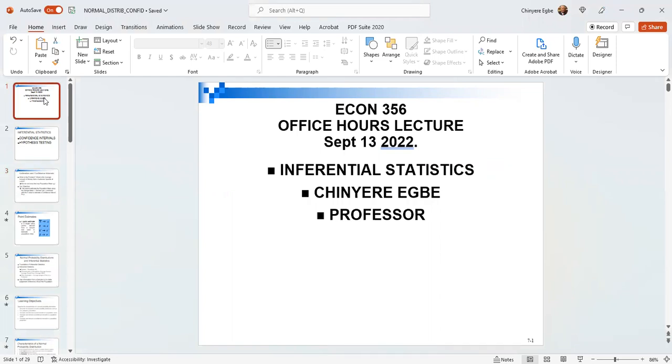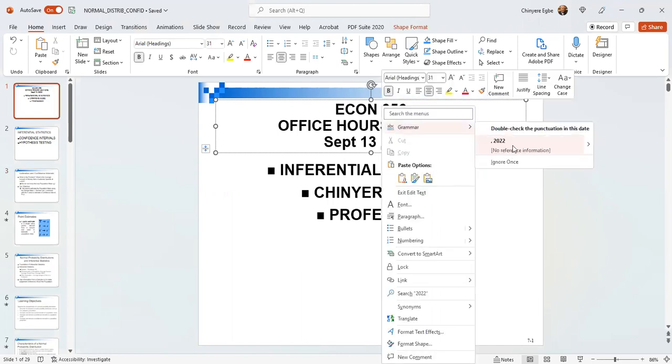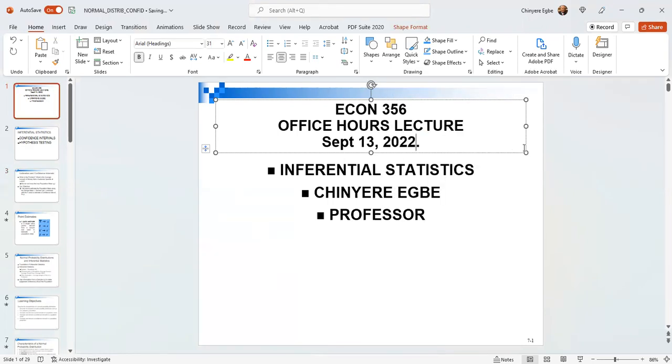So what's inferential statistics? Today's lecture is going to be about inferential statistics. Like we said, it's using information from a sample to make a judgment about the population. Because sometimes getting information on the population can be difficult because you cannot truly always measure a population. Sometimes getting the information from the population can be costly.